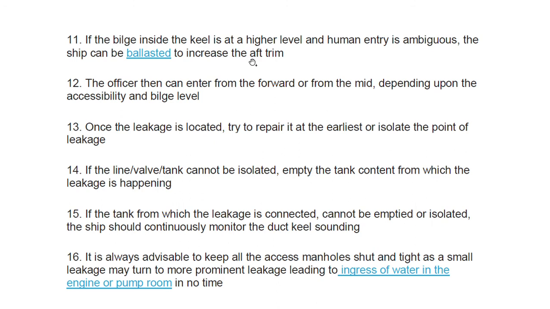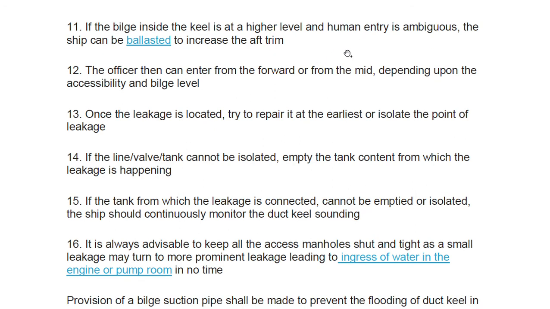If the bilge level inside the keel is high and human entry is not possible, the ship can be ballasted to increase the after trim. The officer can then enter from the forward or mid, depending upon the accessibility and bilge level. Once the leakage is located, try to repair it at the earliest or isolate the point of leakage. If the line or vent tank cannot be isolated, empty the tank content from which the leakage is happening. If the tank from which the leakage is occurring cannot be emptied or isolated, the ship should continuously monitor the duct keel sounding. These are self-explanatory, that's why I'm just reading through them.